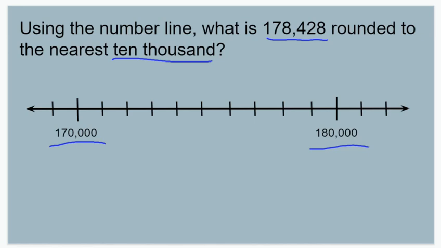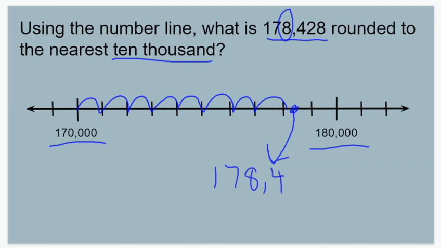My first step is going to be getting that number onto my number line. So I'm going to count about 8 lines because I have 178. 1, 2, 3, 4, 5, 6, 7, 8. And I'll go just a little bit past there. I have 178,428 on my number line.